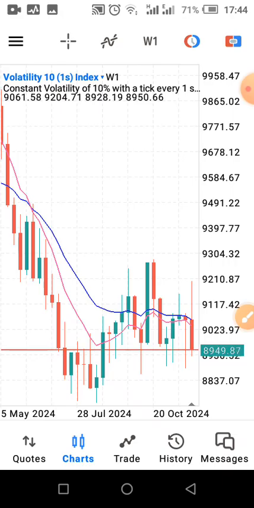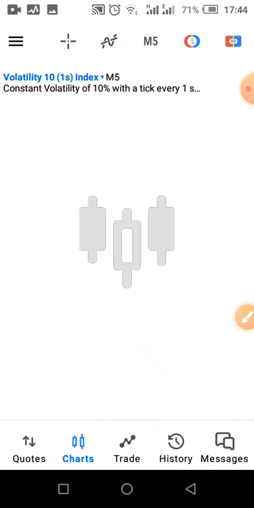And you can always go on the internet if you want to find out how the calculations are done, but you don't have to necessarily remember them. The indicators are already there for free.